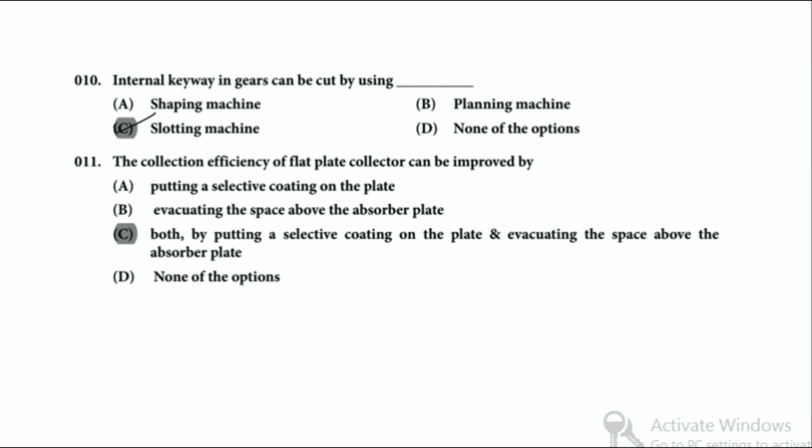Then the second one is evacuating the space above the absorber plate, that is also one of the options to increase the efficiency. And C is both, putting a selective coating on the plate and evacuating the space above the absorber plate. And the last option is none of the options. So here you can see the C option would be right, because by both these ways we are able to improve the efficiency of the flat plate collector.